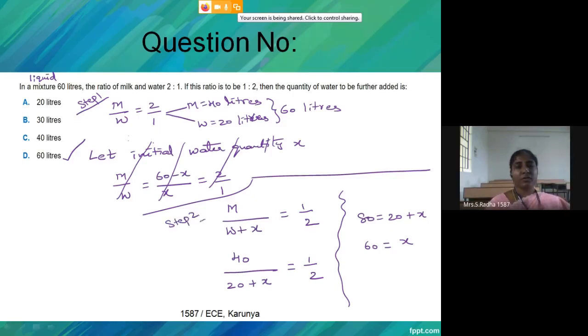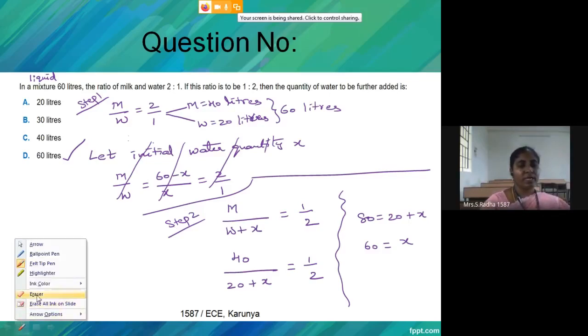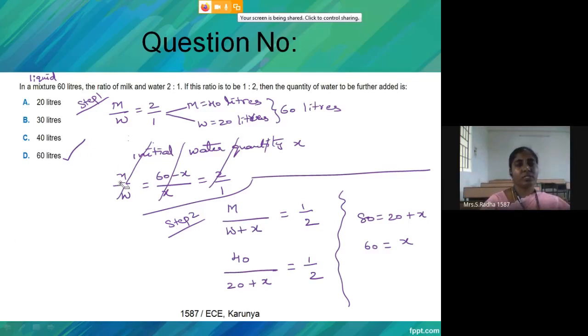Now this is step 2. In order to bring the 1:2 ratio, how much more water should be added? So this is the new ratio: 1:2 is obtained if we are adding 60 liters of water to the initial quantity.